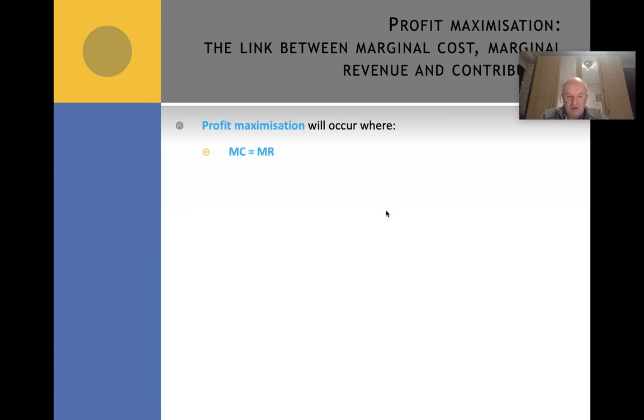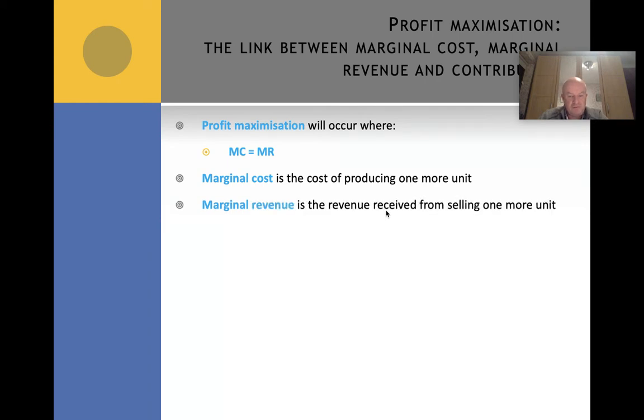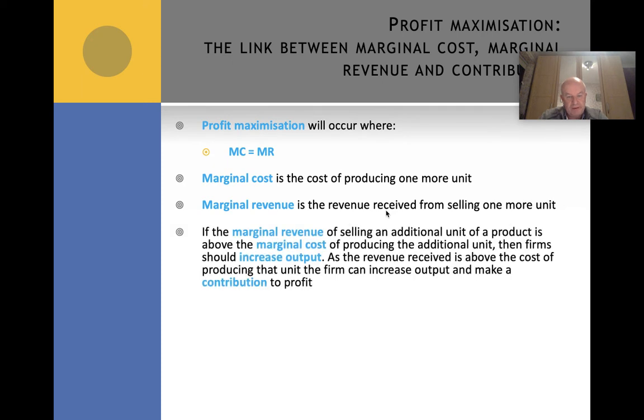So profit maximization occurs, as I mentioned before, where marginal cost equals marginal revenue. Marginal cost, remember, we're going to go through the definitions again, is the cost of producing one more unit. Marginal revenue is the amount of revenue that we receive for selling one more unit. If we get to a scenario where the marginal revenue of selling an additional unit of product is above the marginal cost, then firms should increase output if they're attempting to profit maximize.